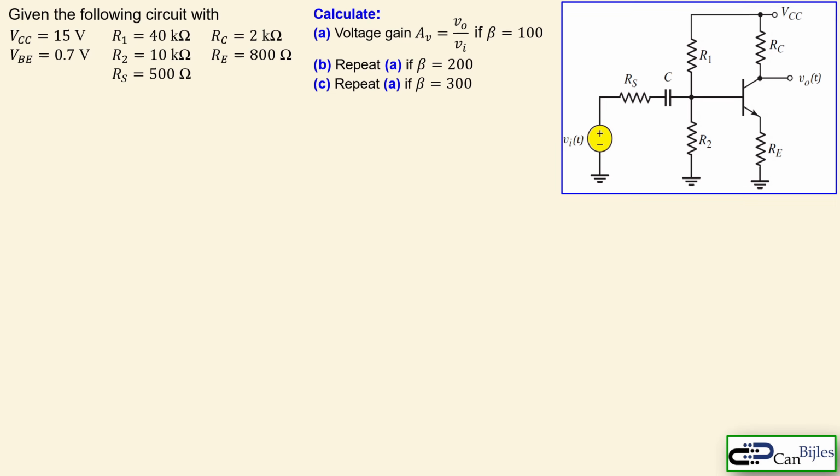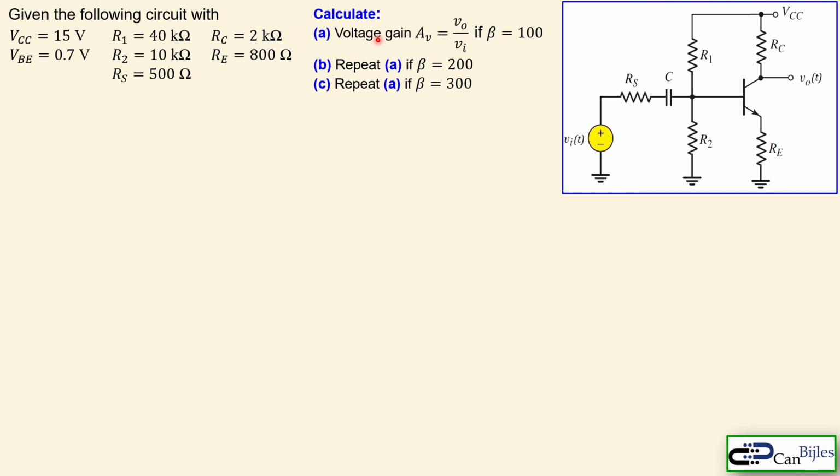So let's look at our problem. We have this circuit given. You see the AC voltage source. We have also the source resistor, RS, and we have a capacitor which will then decouple this source here. We have the source VCC, one DC voltage source. For the transistor we have again 0.7 volts for this part, and we have the resistors. The values are shown here.